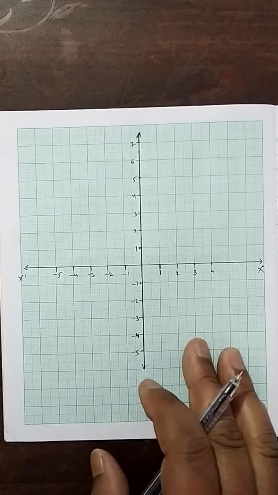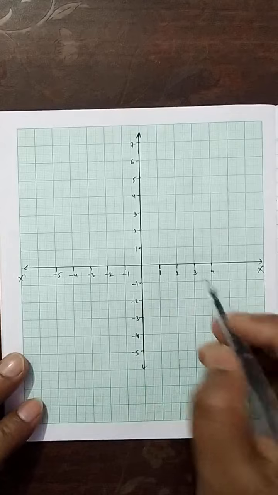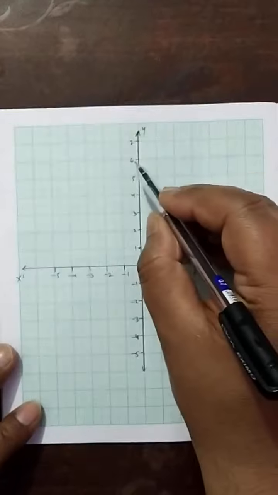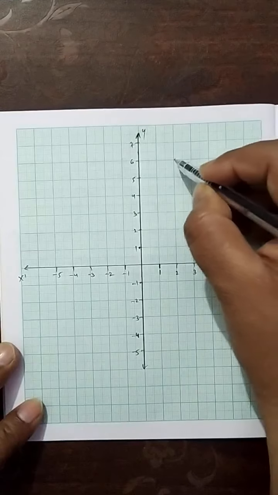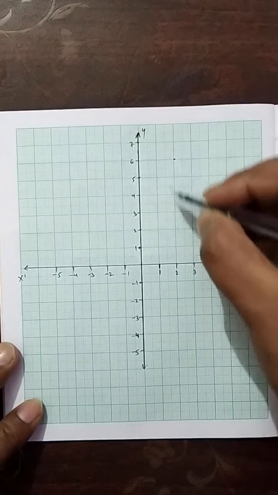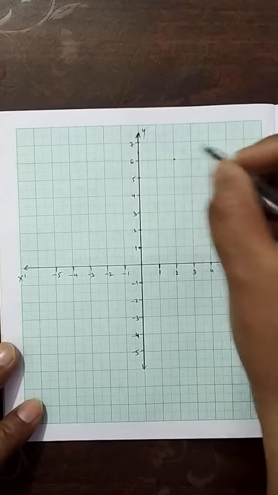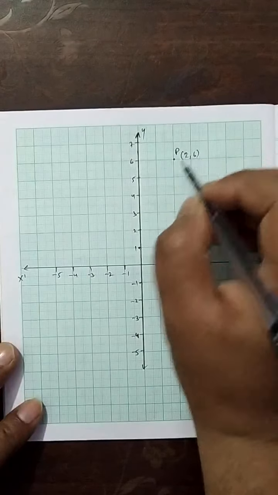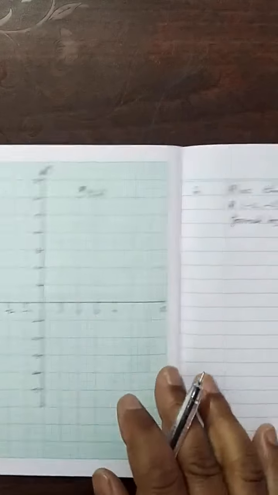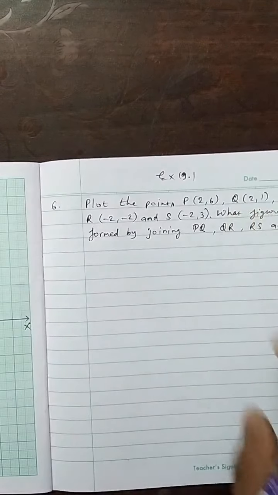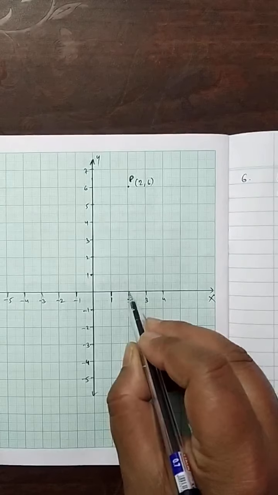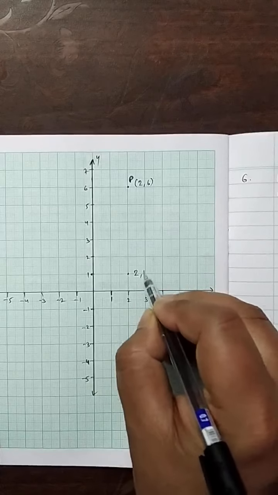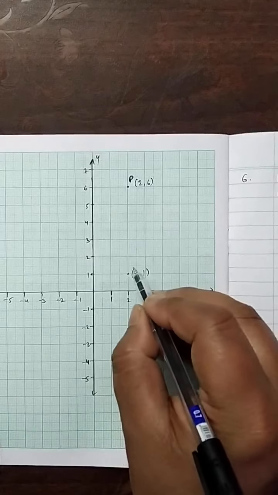So the first point was 2 comma 6. From x we have 2 here, and from y we have 6 here. So the point will be: go straight from 2 and go straight from 6. You get 2 comma 6 here, and the name of this point is P. The second point is 2 comma 1, that is Q. So 2 is this and 1 is this. So this point is 2 comma 1, that is point Q.